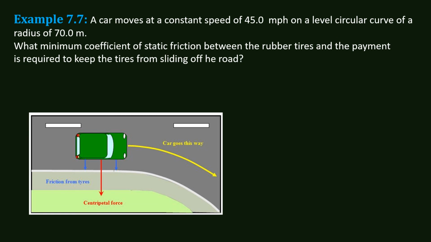A car is moving on a curve at a constant speed of 45 miles per hour on a level circular curve of radius 70 meters. What minimum coefficient of static friction between the rubber tires and the pavement is required to keep the tires from sliding off the road? So as this car approaches this curve, its inertia is going to want to move the car this way. The only thing that's going to stop that is the friction. Then the other force is going to be this centripetal force, which wants to pull it towards the center of the curve.